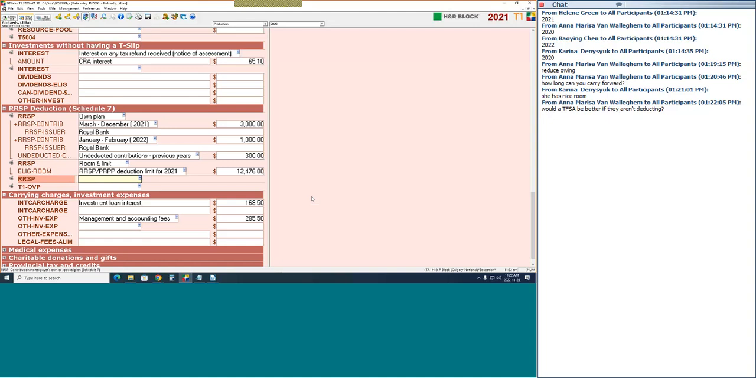And Marisa, would a TFSA be better if they're not deducting? Absolutely. So if they're not deducting and there's no benefit for them putting in an RSP, they should put it somewhere else. Especially if they're putting money in that wasn't taxable and they're turning it taxable by putting in an RSP. So maybe they got an inheritance, they didn't know what to do with it, they put it in an RSP, they can't use the deduction.